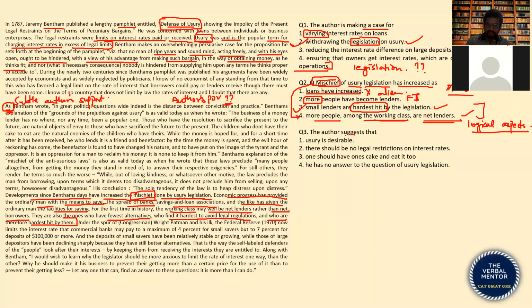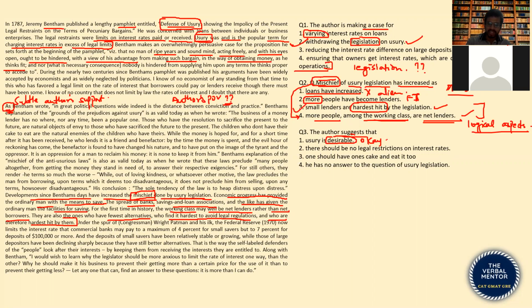Moving on. Author suggests that, okay, an open-ended question. So let's start with the options. Option 1, usury is desirable. Well. Author says the usury law is not desirable. That is not equivalent to saying that usury is desirable. Maybe he's saying usury is okay.